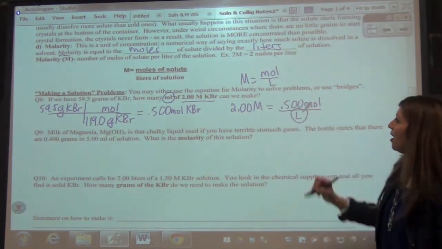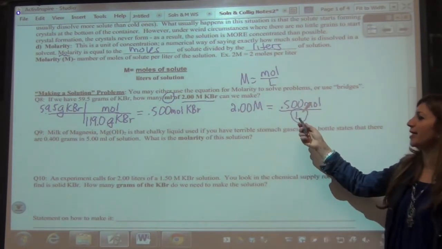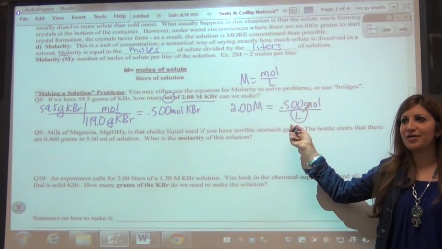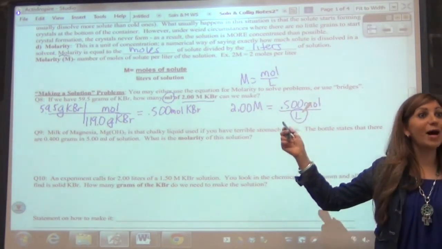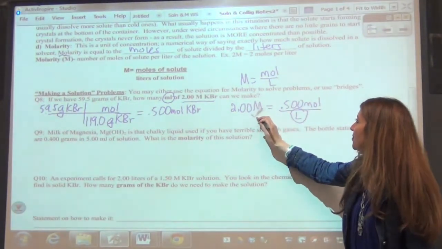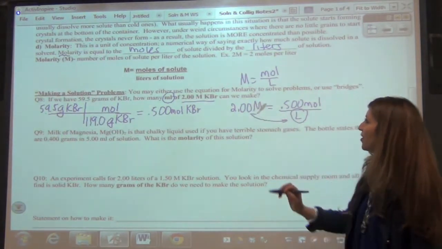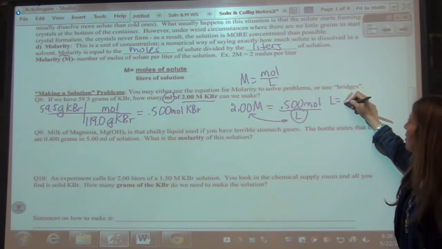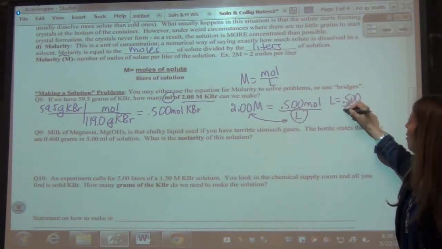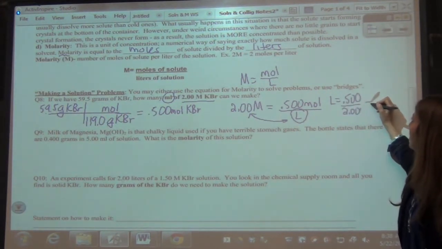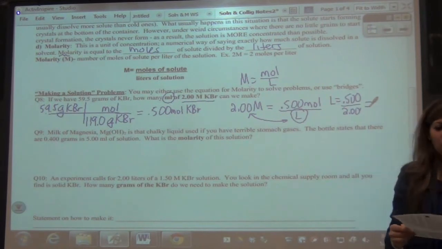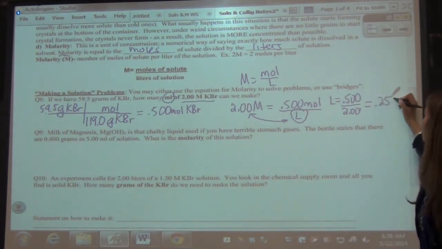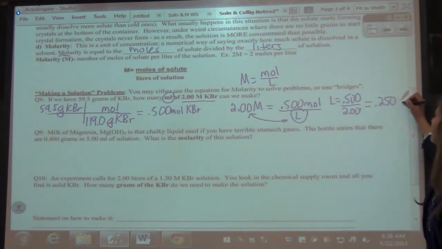Anybody remember, so you can call that X. Anybody remember what I said about if you have an unknown, I have a trick. If you have an unknown in the denominator, how can you solve for it? Swap it, perfect. I call it the swap thing. So I'm going to swap this with this, okay? And then I get that my liters are equal to 0.500 over 2.00. And when you divide this, what do you get? 0.25. Awesome.